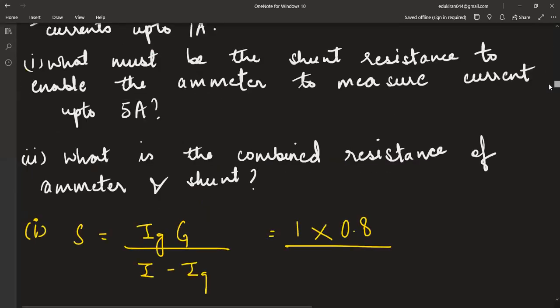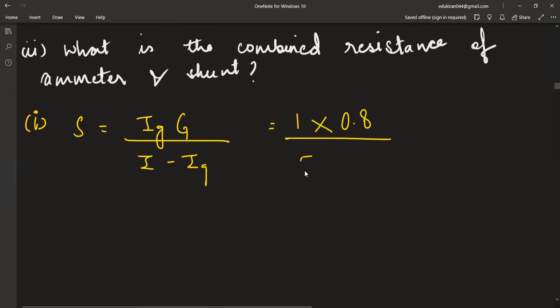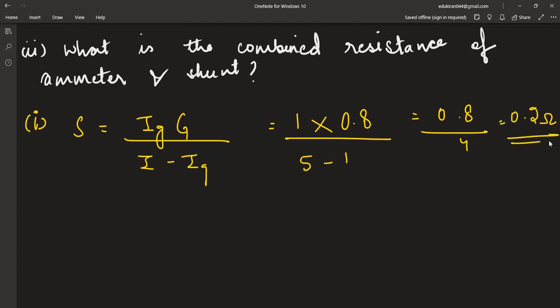What must be the shunt resistance? S we have to find out. To enable the ammeter to measure, the total current of the circuit is 5 amperes. This is 5 minus 1. So 0.8 by 4 is equal to 0.2 ohms.